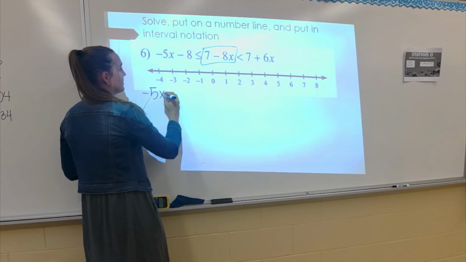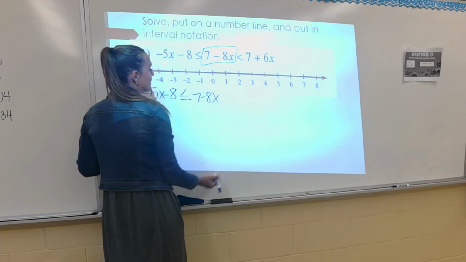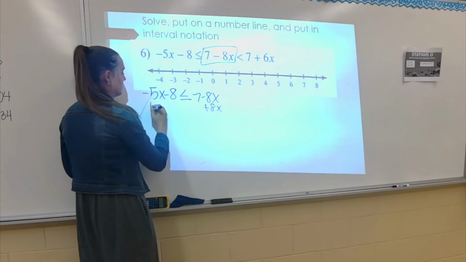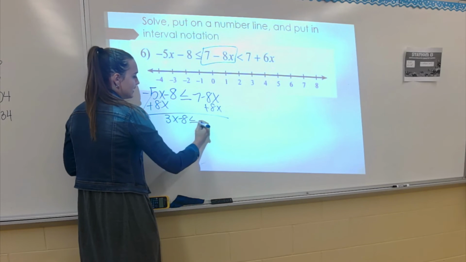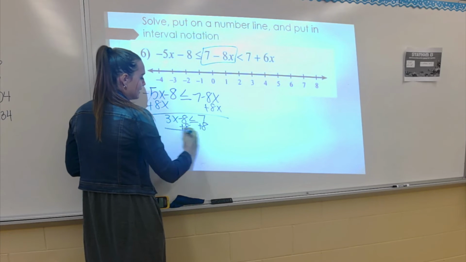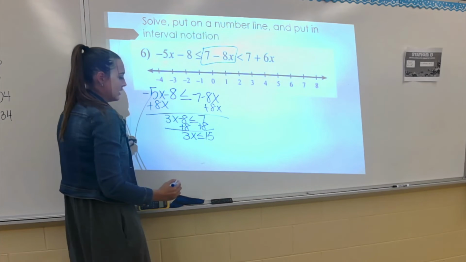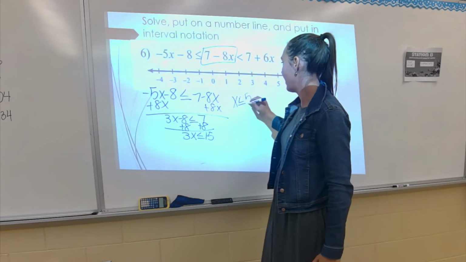So I'll have -5x minus 8 is less than or equal to 7 minus 8x, and let's solve that. The x is smaller, 3x minus 8 and 7. Then we add 8 to both sides. And we get 3x is less than or equal to 15. Divide by 3. We get x is less than or equal to 5.